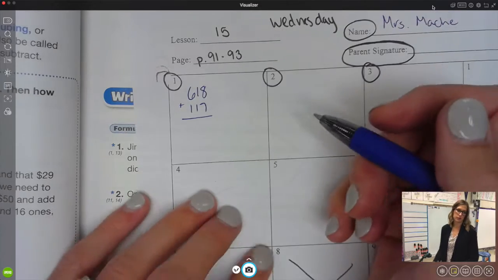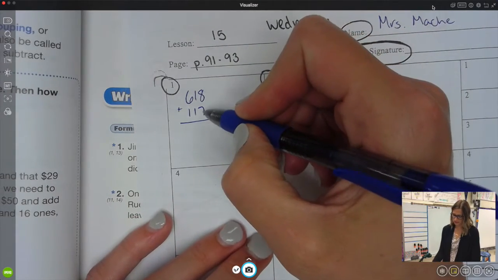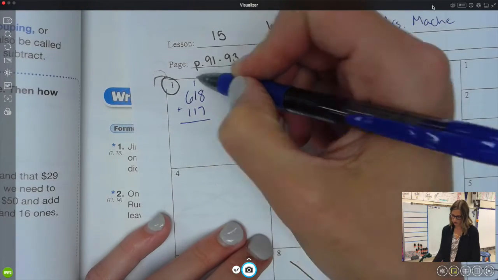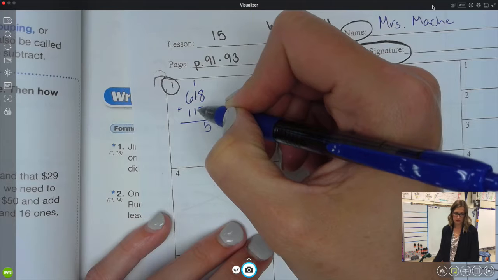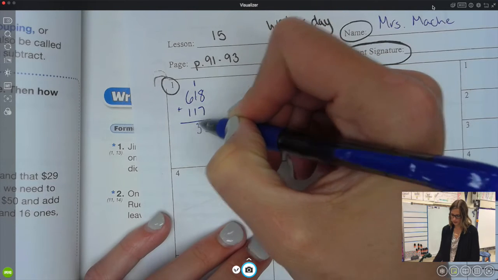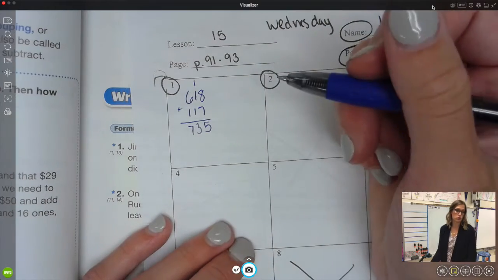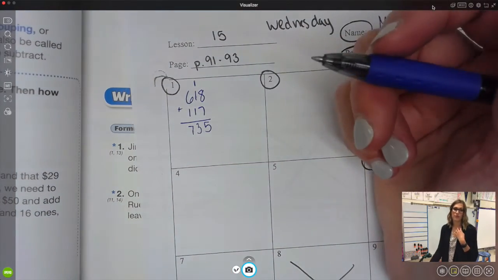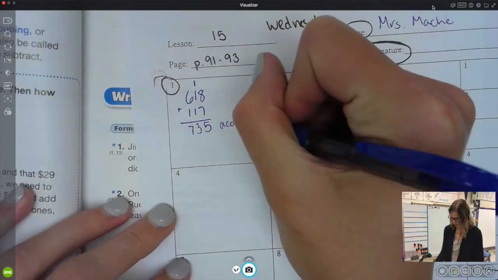If we were in class, we would say this all together, so please still say it with me at home. 8 plus 7 is 15. 1 goes up, 5 comes down. 1 plus 1 is 2, plus another one is 3. 6 plus 1 is 7. 735. Do I need a label? Yes. So I get 735 acorns.